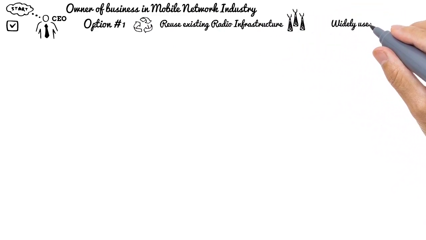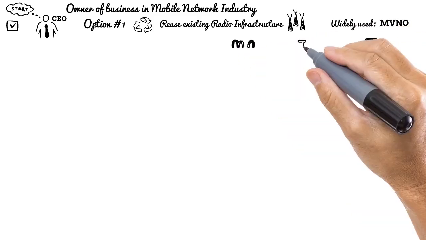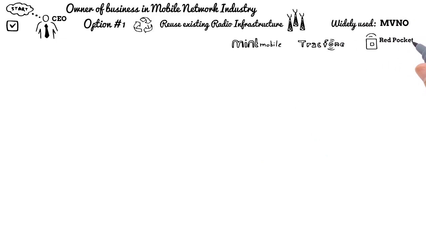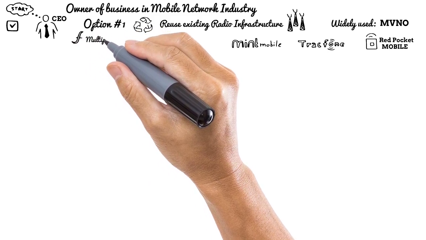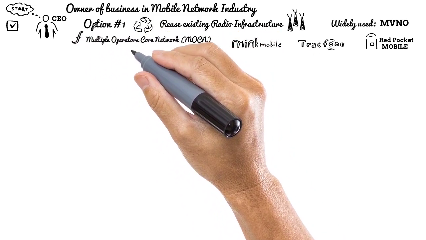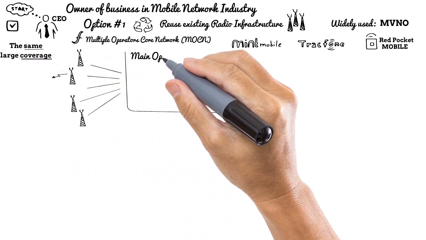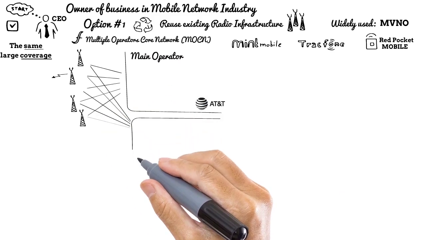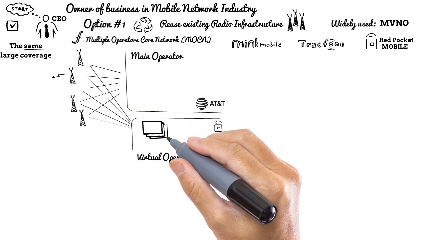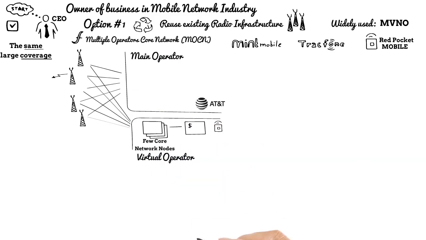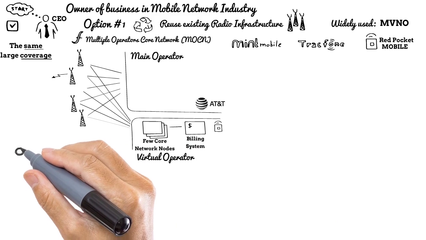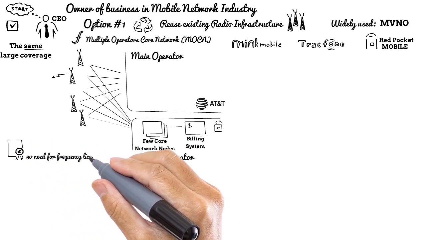And it's widely used in the world by so-called mobile virtual network operators, MVNOs, like TracFone, Red Pocket Mobile, Mint, and others. And technically that becomes possible because of the standardized multiple operators core networks (MOCN) feature. Just imagine that the same wide RAN coverage of the main operator can be used by a virtual operator, while such a virtual operator may have just a few centralized own core network nodes, full or partial core network upon agreement, and a billing system. And no headaches with obtaining a frequency spectrum license.